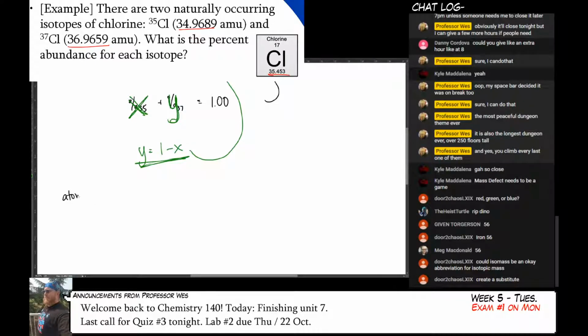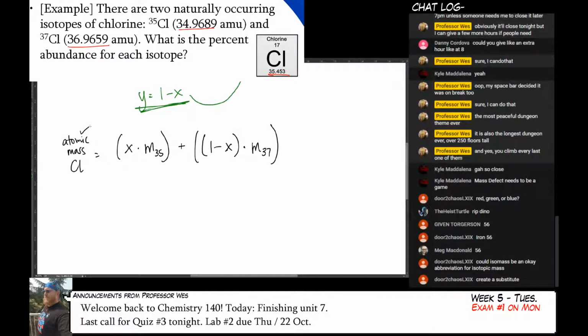So I have the atomic mass of Cl is going to be the percent of chlorine 35, which we called X, times the mass of chlorine 35, which is a number we know, plus the percent of chlorine 37, which is Y, which we have substituted as 1 minus X, times the mass of chlorine 37. Now remember, I know what this is, I know what this is, and I know what this is. I now have one equation with one variable. I can now solve this.